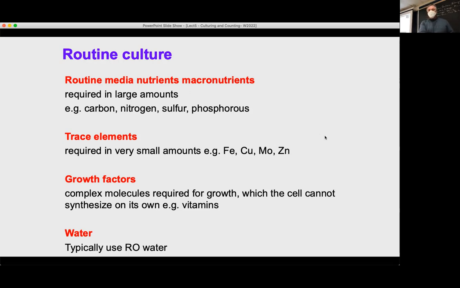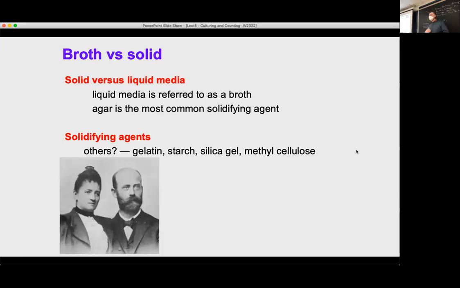When you're making a routine culture, you're also adding RO water. There's a difference between solid and liquid media. Solid media is media that has agar in it. And liquid media is a broth. So it looks like a yellowish, tannish color broth. We have all sorts of colors of material that we can grow organisms in, based on what we put into the growth material. Like I was saying, agar is the most common solidifying agent.